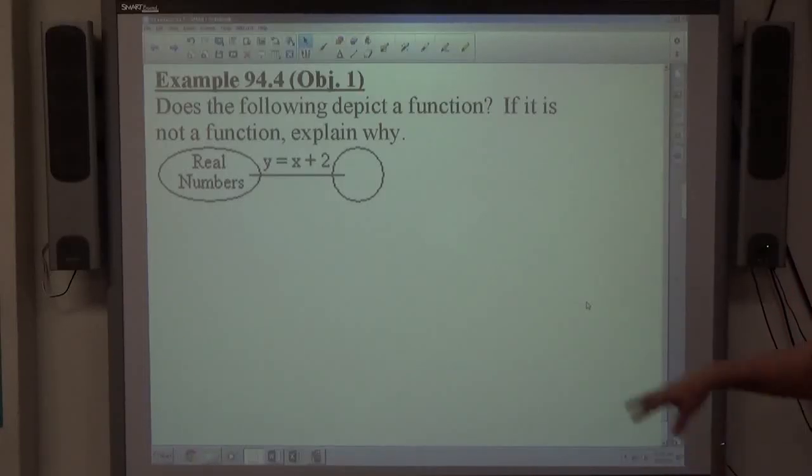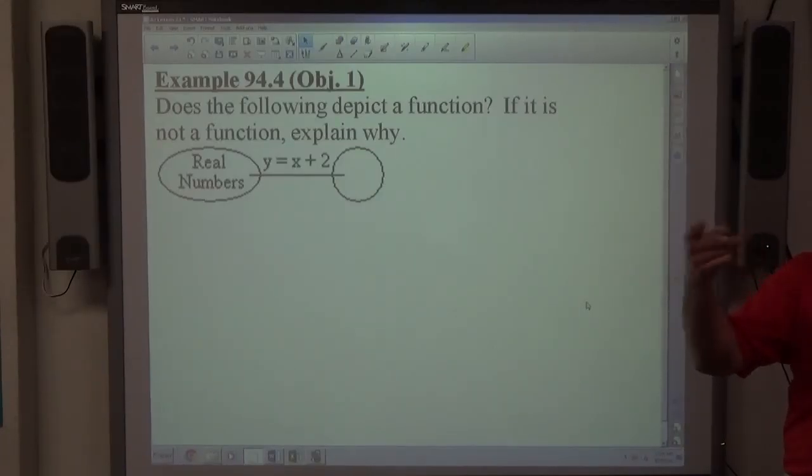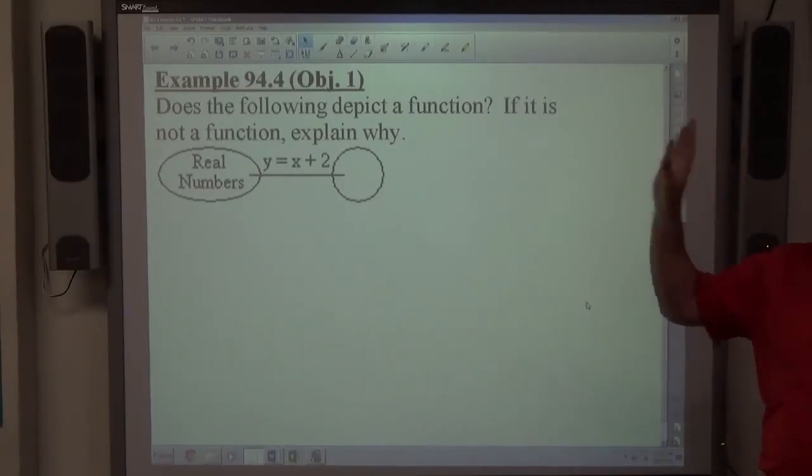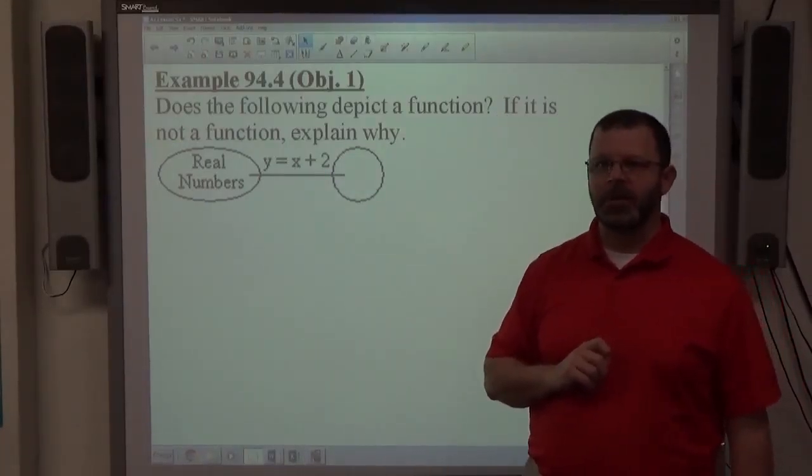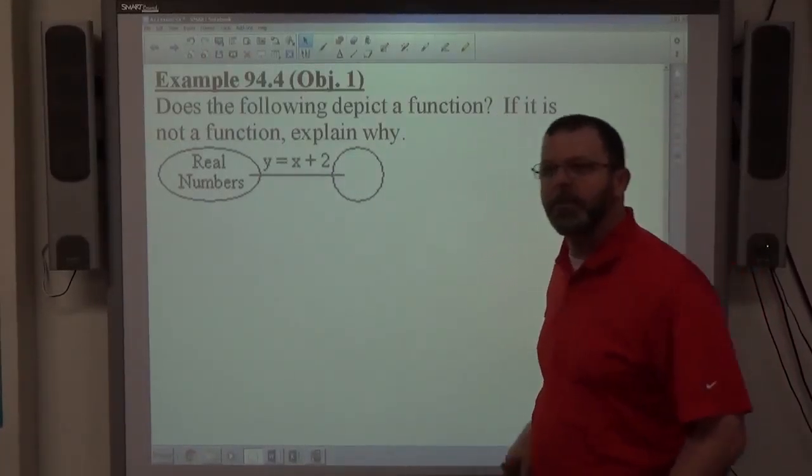Okay, example 4 involves an infinite domain. So when you have an infinite domain, in other words, there's infinity real numbers, right? Before I had to test a couple. Well, 5 goes to one thing, 4 goes to one thing, it's a function. Now I've got infinity things going to infinity things. I don't want to go through each one individually. That would take a little while. All right, so that would be a bad plan.